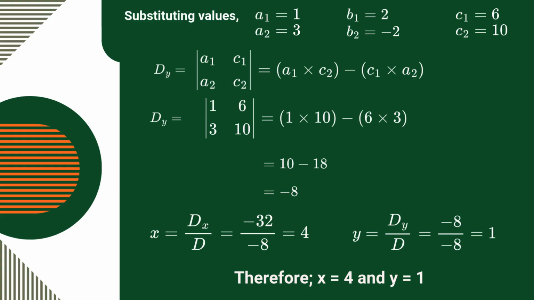So now, to round up, we have the formula for x and formula for y, which are x equals determinant of x divided by the main determinant, and y equals determinant of y divided by the main determinant. And for determinant of x, we got minus 32, divided by the main determinant, which we got minus 8. Minus 32 divided by minus 8 equals 4. And then to get our y, we know determinant of y is what? Minus 8. And the main determinant is also minus 8. So dividing will give us 1. Therefore, our values are x equals 4 and y equals 1.